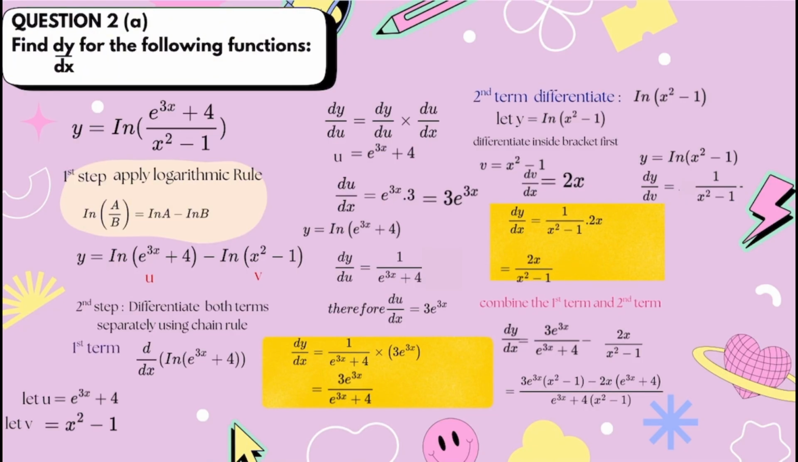So we combine the first term and the second term. dy over dx equal to 3e to the power of 3x divided by (e to the power of 3x plus 4) minus 2x divided by (x squared minus 1). Next, we do the cross multiplication, but no need to multiply it out. Just keep it in cross multiplication form.